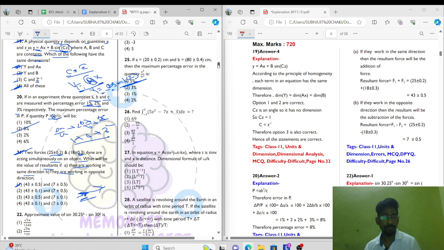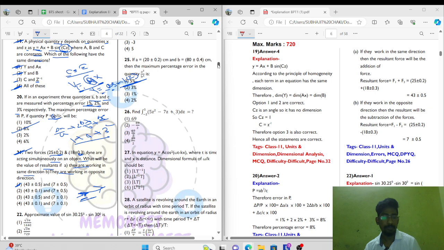Now moving on to the next question, question number 22. This is another question from the trigonometry of basic mathematics. Most of you guys requested to add this, so we added it. So sine 30.25. First of all, understand how to do this.